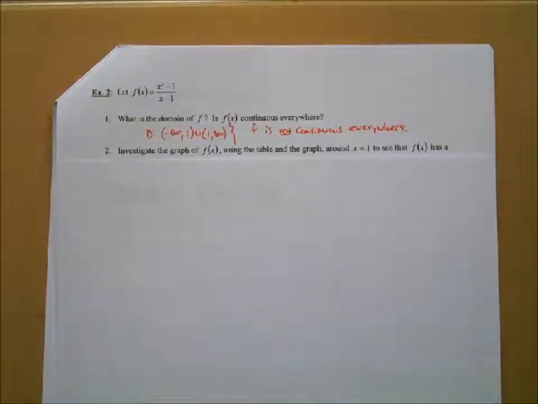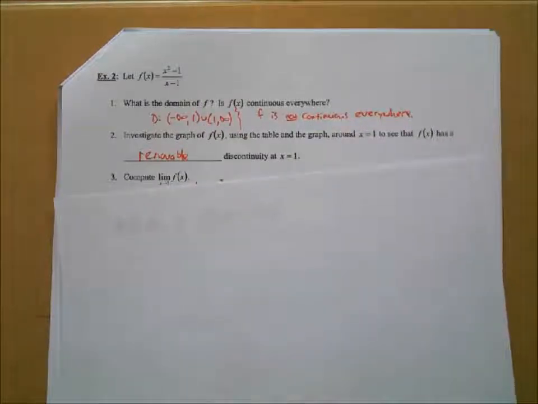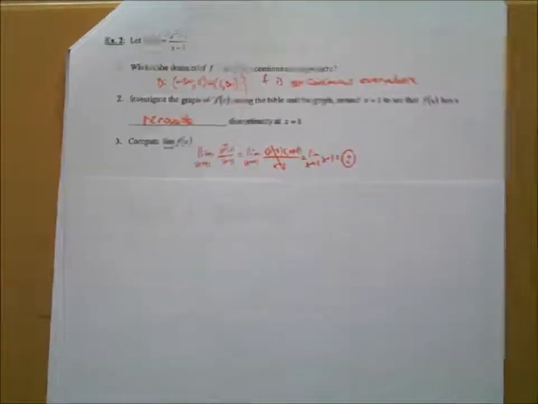All right, investigate the graph of f of x using the table and graph around x equals 1, to see that f of x has a removable discontinuity at x equals 1. Good. All right, next we're asked to compute the limit as x approaches 1 of f of x. And what is the limit as x approaches 1? 2. Okay, there's your work. Factor and cancel.